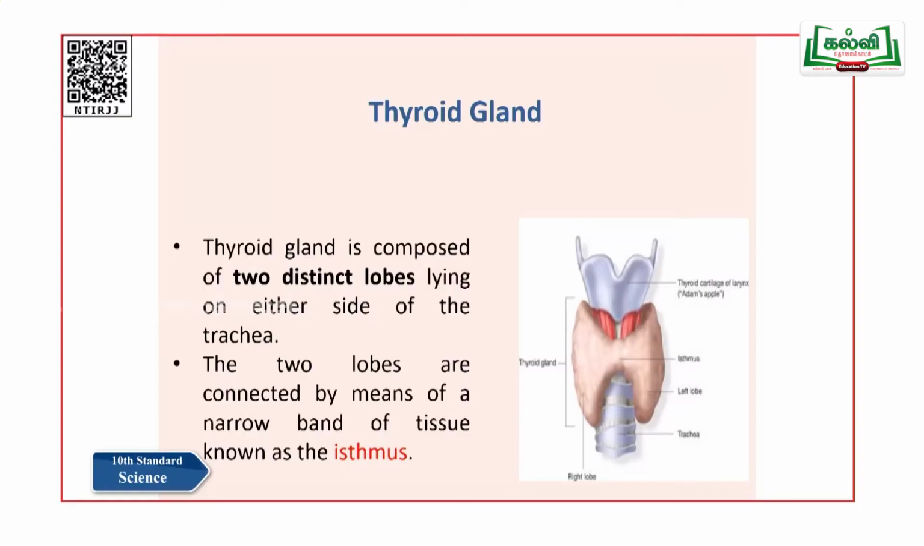Look at the picture: the thyroid gland normally has distinct lobes lying on either side of the trachea. In that area, it may sometimes be bulged in some people. This is called dysfunction of the thyroid gland due to iodine deficiency. So this also has to be carefully managed.